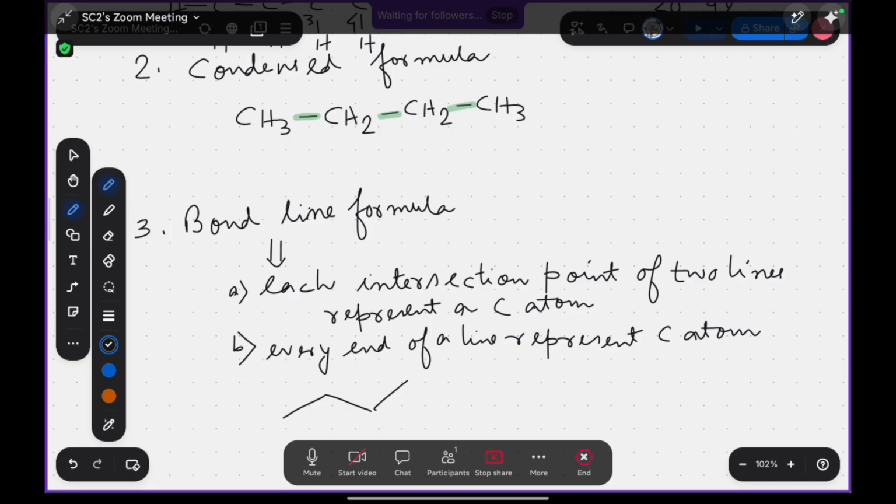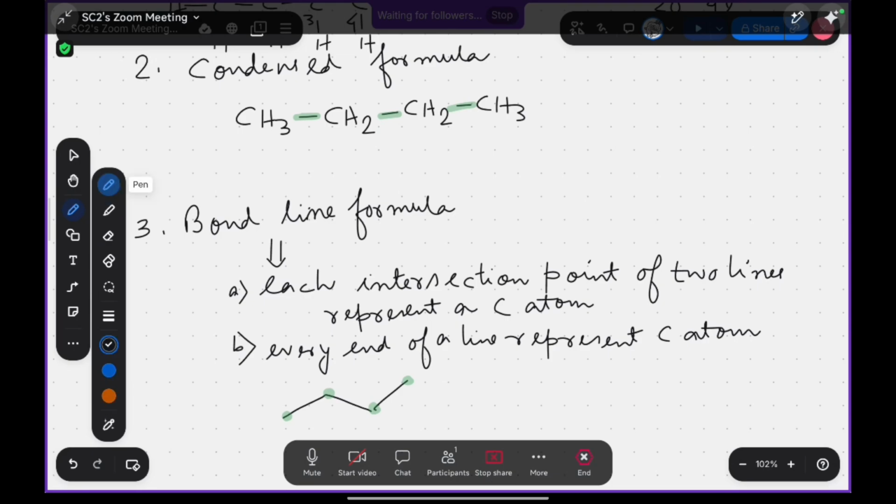This is how you represent. Now see what happens. This is one end, so this becomes the carbon atom. As I have said, the intersection of 2 lines represents a carbon atom, and the end represents a carbon atom. Every end of a line represents a carbon atom and every intersection point represents a carbon atom.